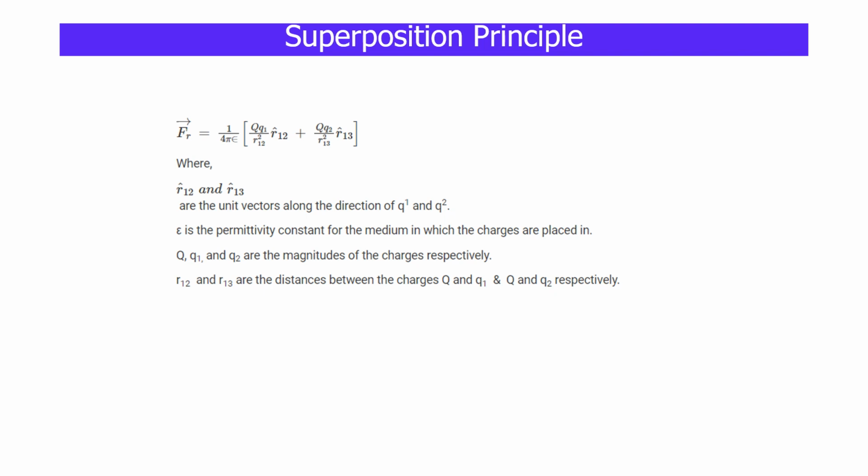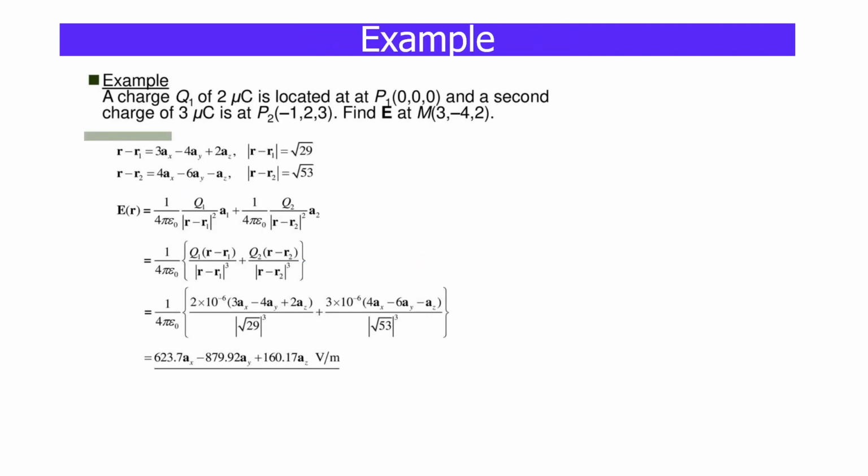So this simple example shows how the superposition principle is applicable to find the total force when many charges are acting in the field. Let us understand electric field intensity calculations through an example. In this example, a charge Q1 of 2 microcoulomb is located at P1 (0, 0, 0), and a second charge of 3 microcoulomb is located at P2 (-1, 2, 3). We have to find E, that is the electric field intensity, at M (3, -4, 2).